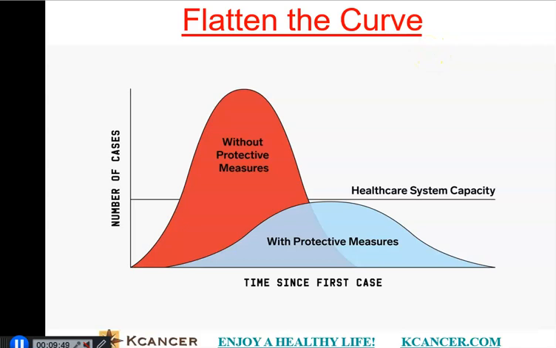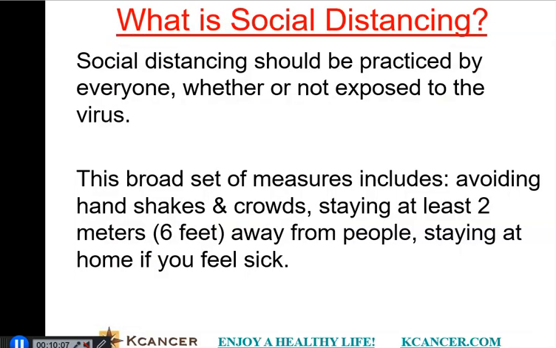So the thing when you talk about what we can do is we can do social distancing, and we need isolation, we need quarantine. So everyone needs to do something to try to flatten the curve. So what is social distancing? Social distancing is just don't have contact with people who are exposed to the virus.